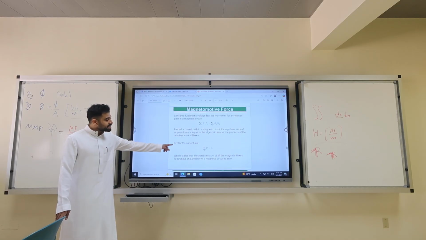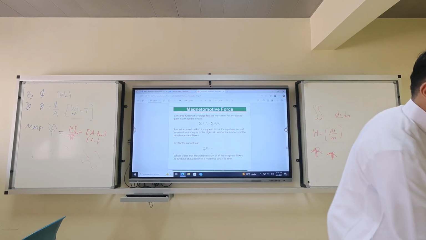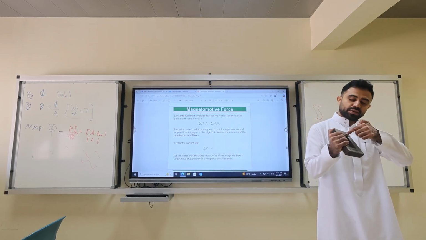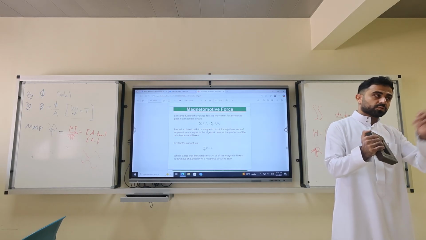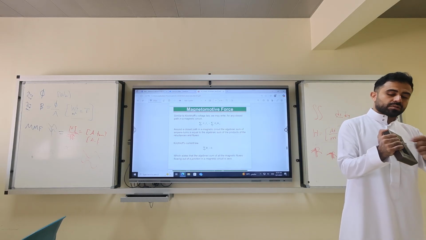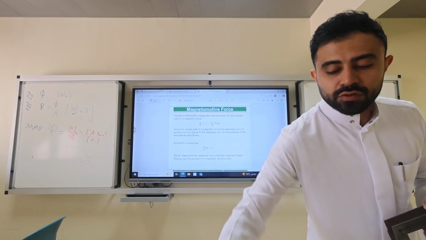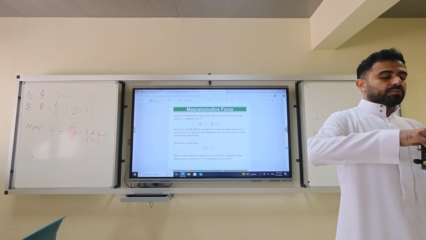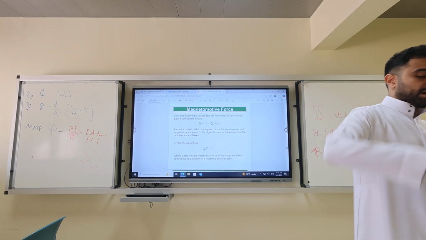So KCL is the summation of flux at a node. A node can be, this is a node. So flux coming in equals flux out, plus leakage. Don't forget the leakage. The KVL is, if you put this as an F, you represent everything here as R.